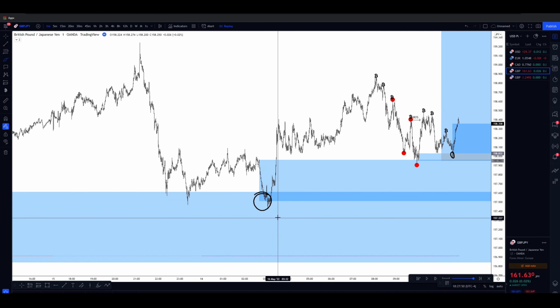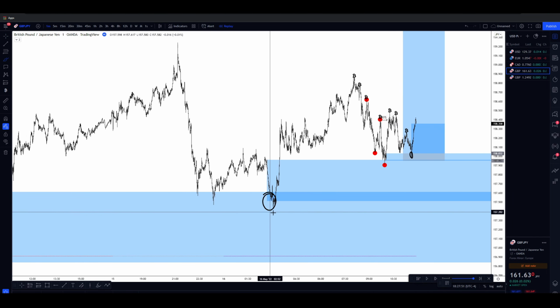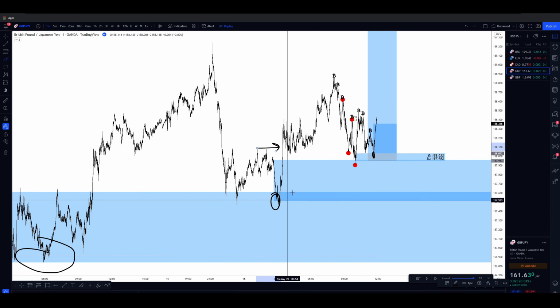So what we do as institutional traders is we say, no, we're going to wait this out. We're going to wait for price action to go bullish, and then we'll enter. So then we have that break of structure right here, and we know that now the market, we've created a range.